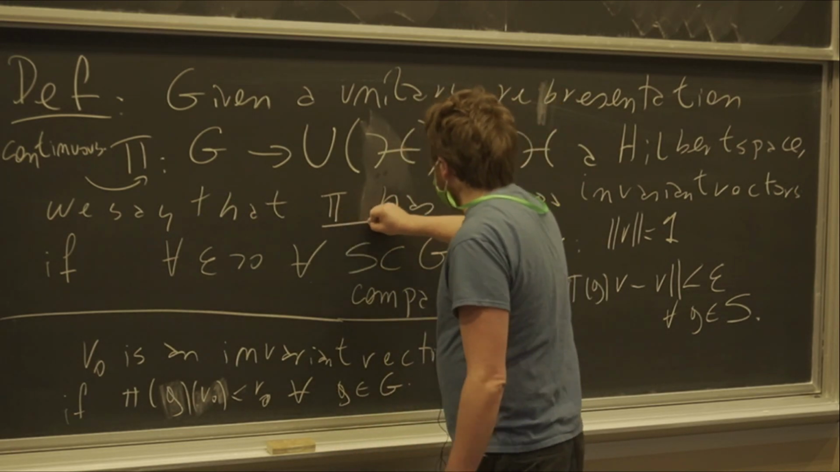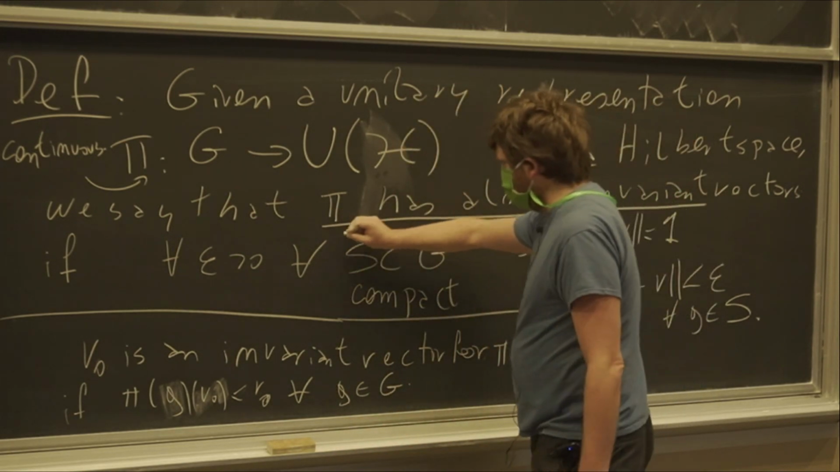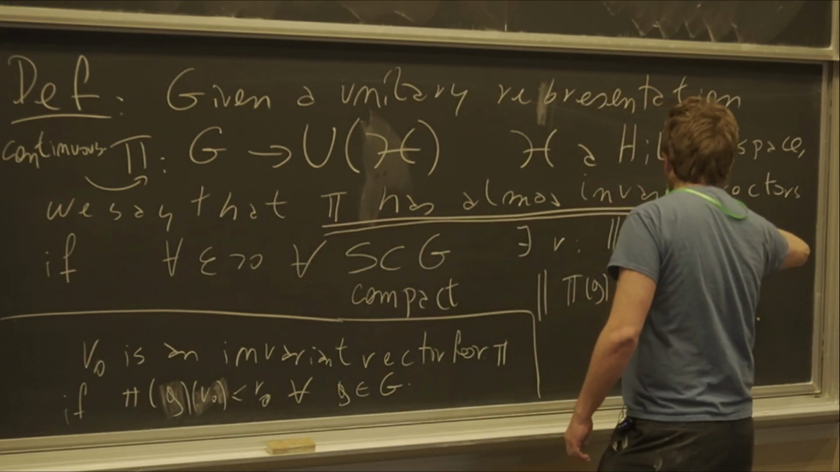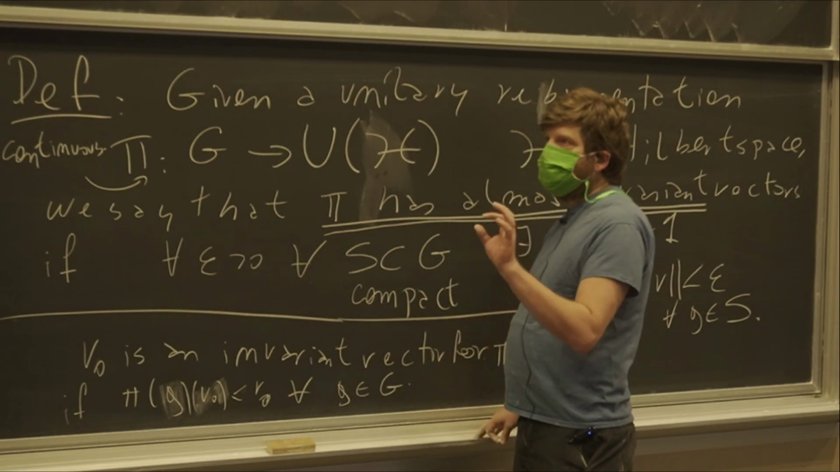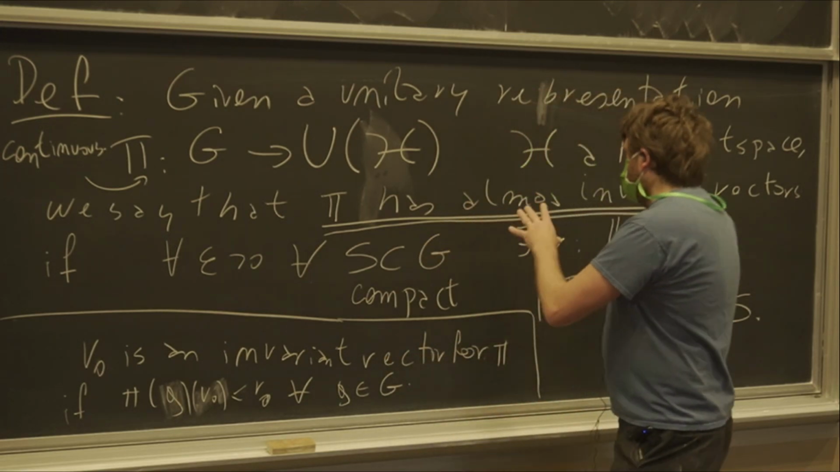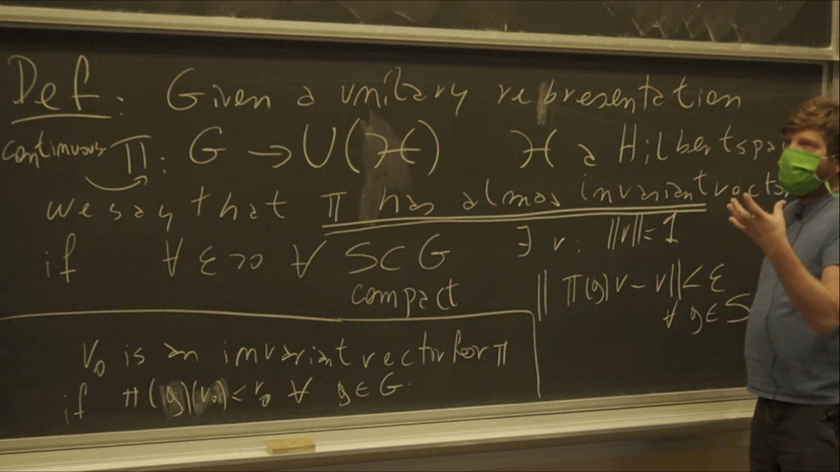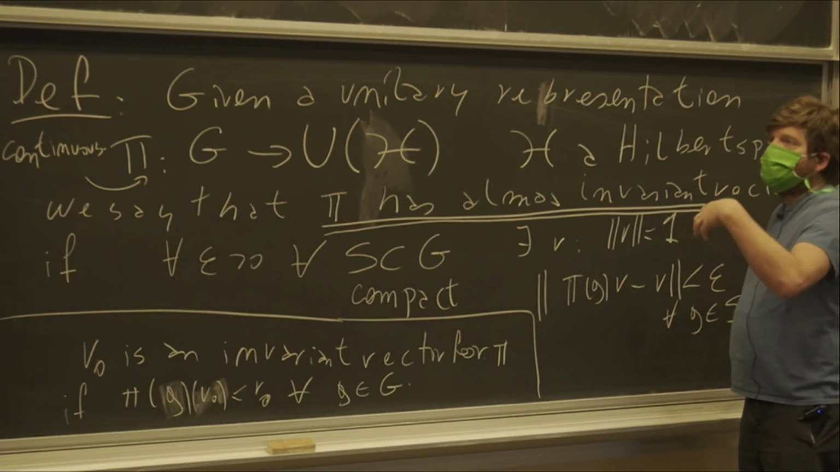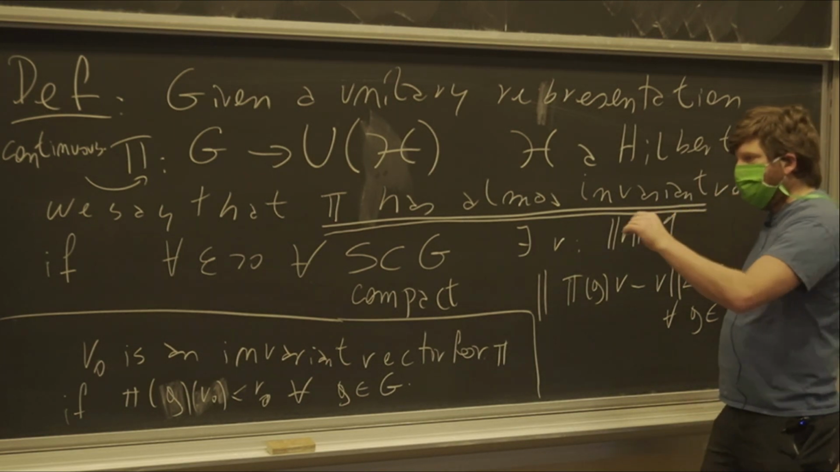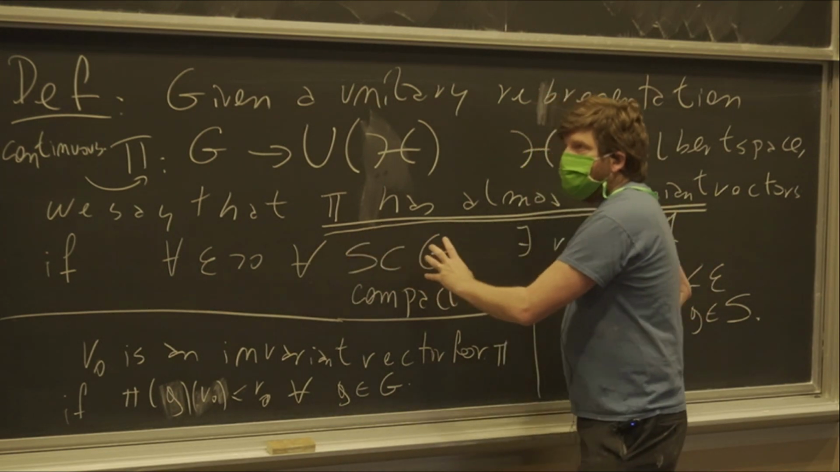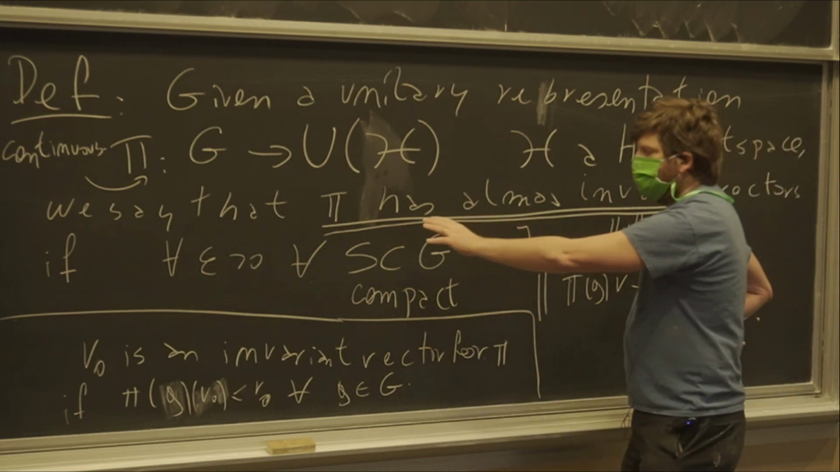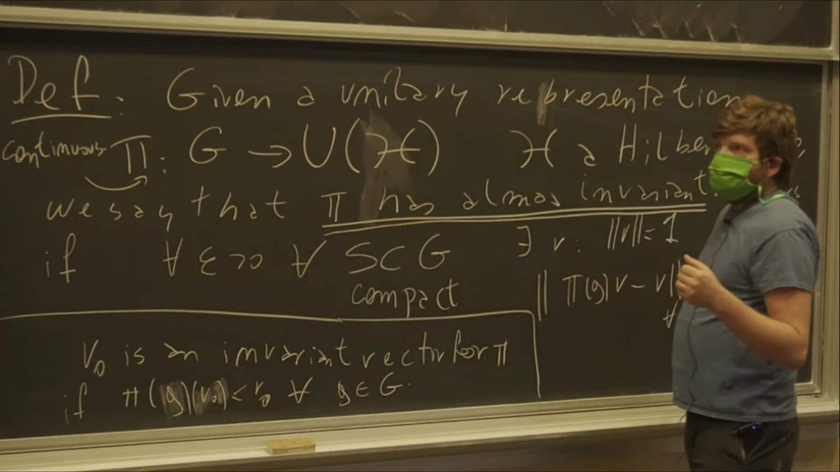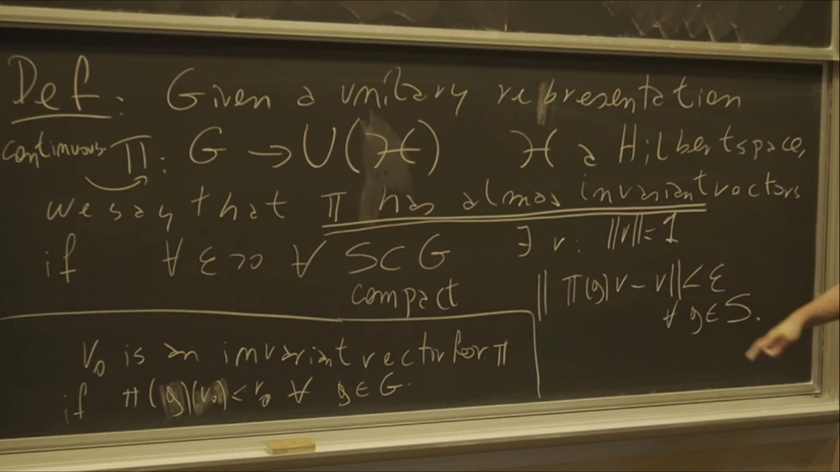Now, let me stress something which is very important. While in this definition the vector is invariant, here there is no almost invariant vector essentially. It's the representation that has almost invariant vectors. So if I fix the epsilon and the set S, then I could say that a vector like that is an almost invariant vector for both epsilon and S. But then when I move epsilon and I move S, the vector v will have to change.